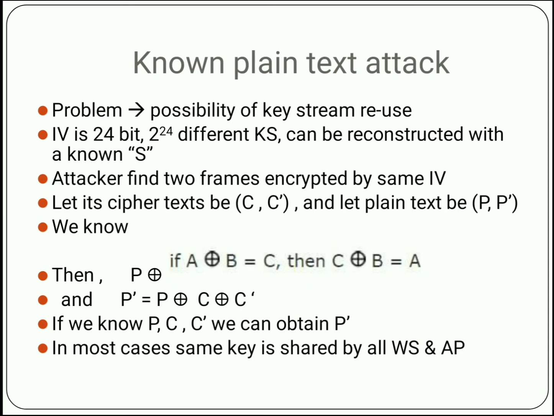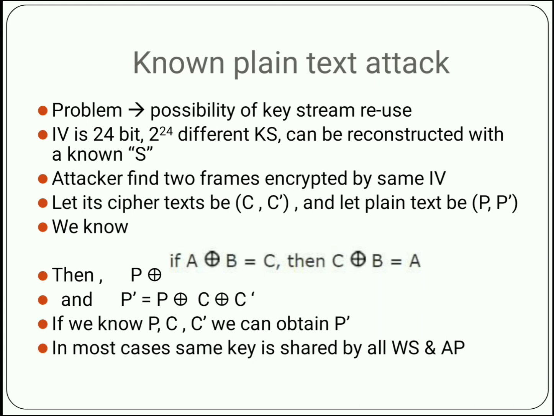Okay, here we use the IV as a 24-bit value, and there are only 2 raised to 24 different key stream options, which can be easily reconstructed with a non-shared secret value S. So the only problem here is the use of an IV, which is a 24-bit value. There are only 2 raised to 24 possibilities to reconstruct it. If you know the S value, it is very easy to find the key stream value.